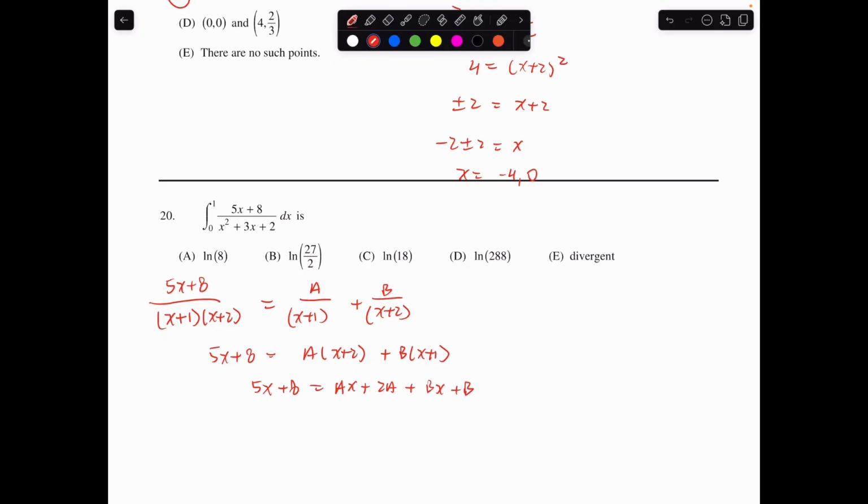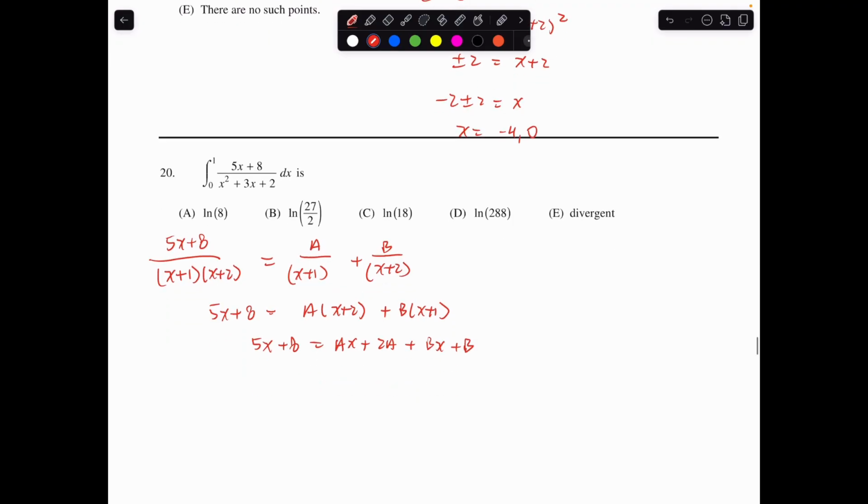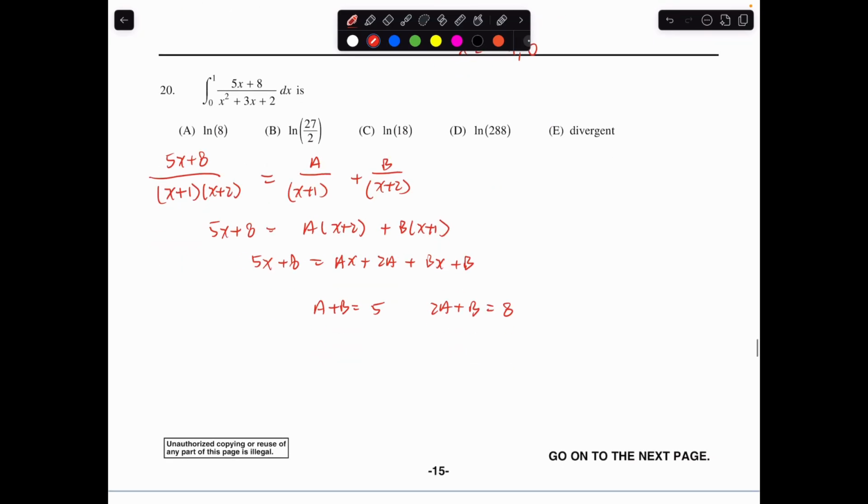You can just plug in like negative 2 or negative 1, sure, but this way is more generalizable. a plus b has to equal 5. 2a plus b has to equal 8. And then a is equal to 3, so then b is equal to 2. So that means this is equal to 3 over x plus 1 plus 2 over x plus 2.